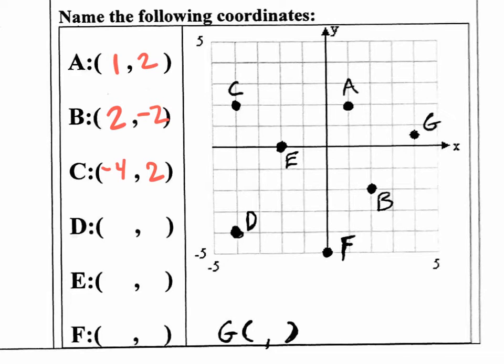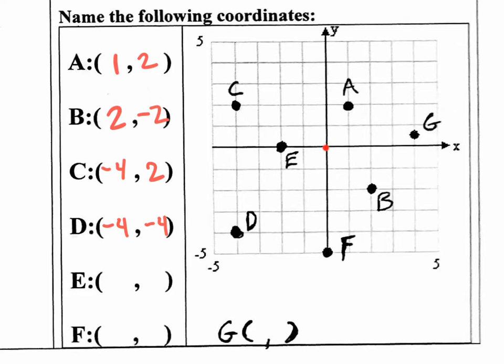All right. Sophia, how about point D? From the origin, negative 1, 2, 3, 4. Negative 1, 2, 3, 4. Perfect. Negative 4, negative 4. Okay. Caden, point E. From the origin.